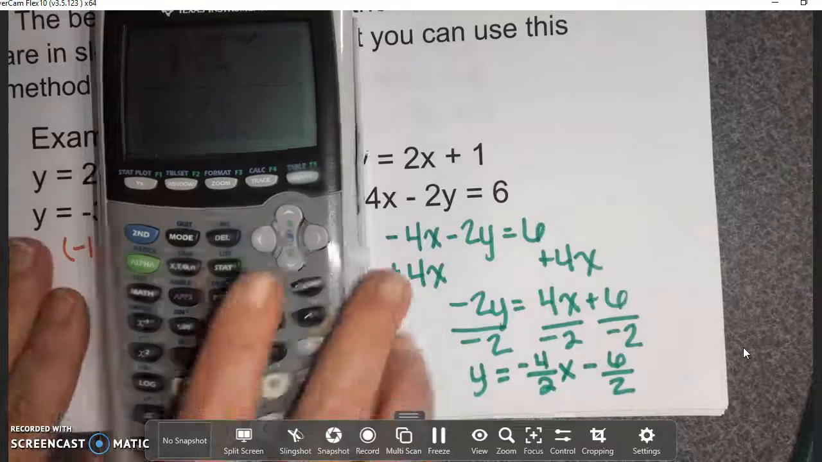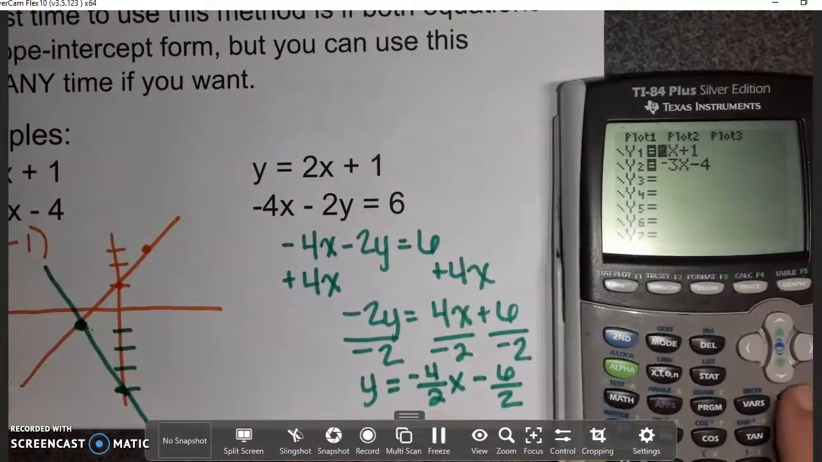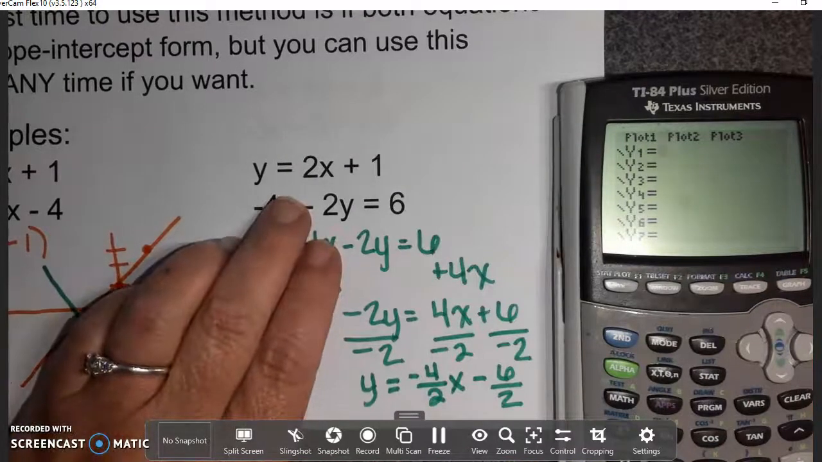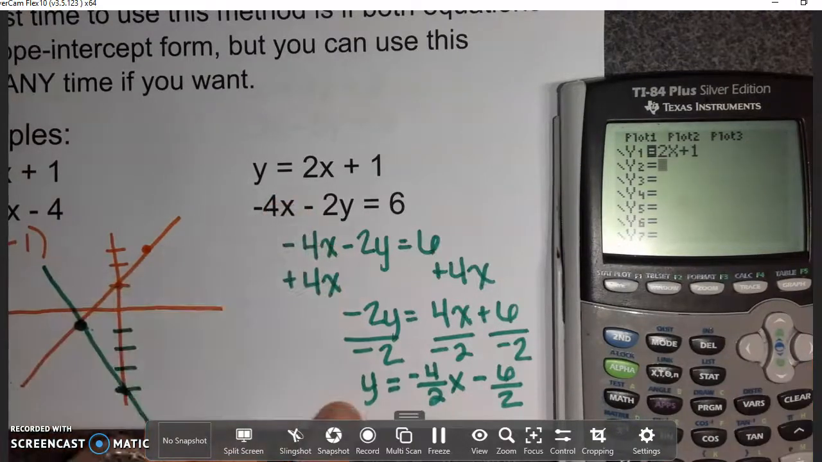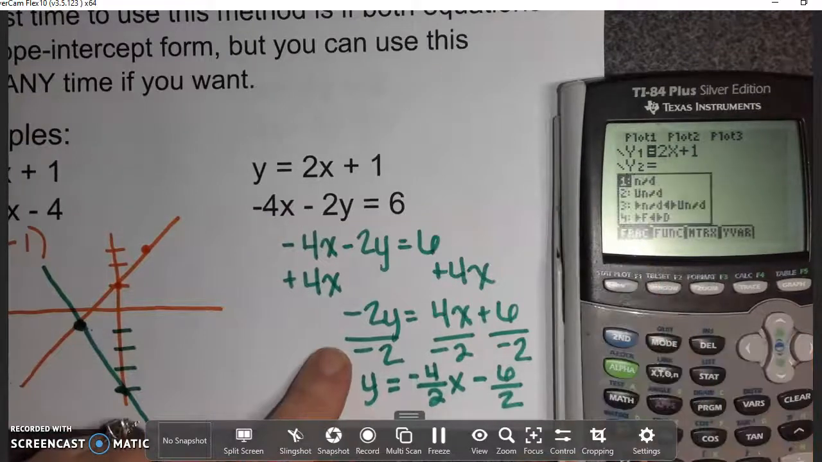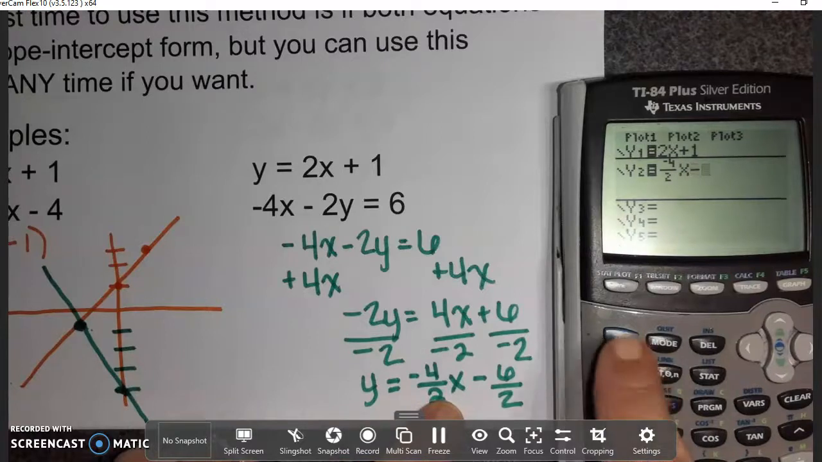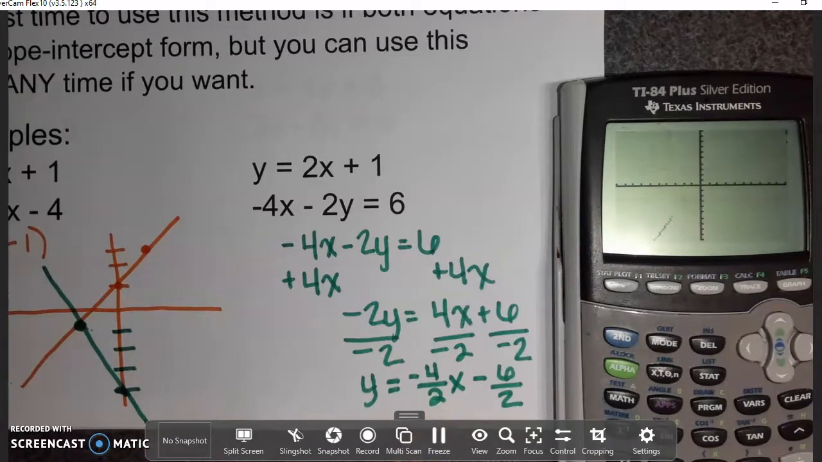So let's put both of these in our calculator. Clearing out my y1 and my y2. Okay, y1, it was already done for us: 2x plus 1. y2, it's a fraction. Alpha y equals gives me my fraction, negative 4 over 2x minus, alpha y equals gives me my fraction option, 6 over 2. And then I want to graph them.